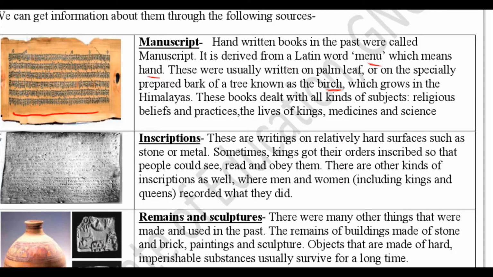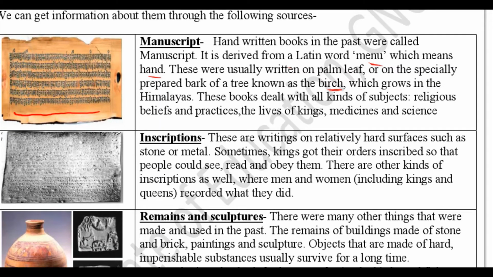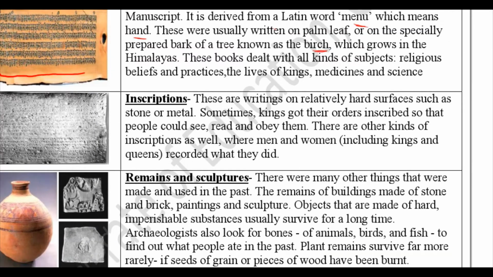Now there are other kinds of inscriptions as well, where men and women, including kings and queens, recorded what they did. So inscriptions give the rules and they also tell about what men, women, kings and queens used to do. Next you see here is remains and sculptures.